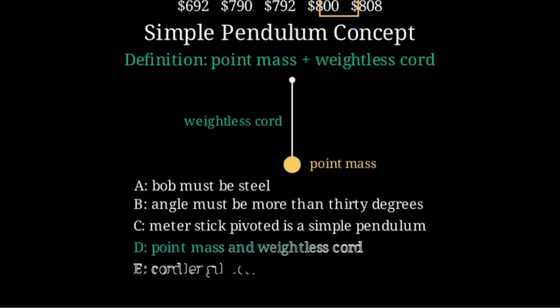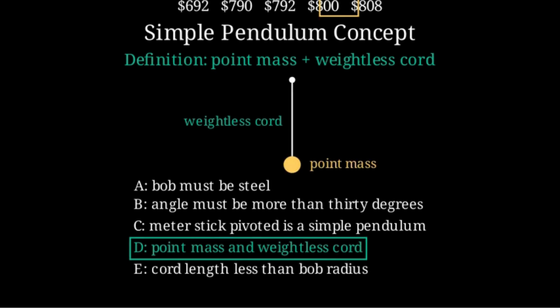Now, let's evaluate the choices. The correct statement is, a simple pendulum has a mass concentrated at a point, and it is suspended by a weightless cord.